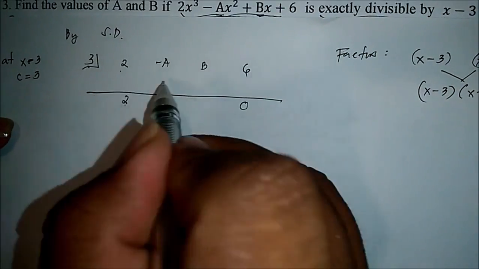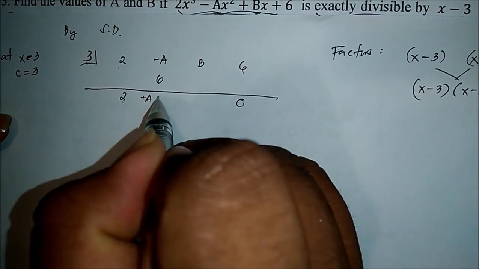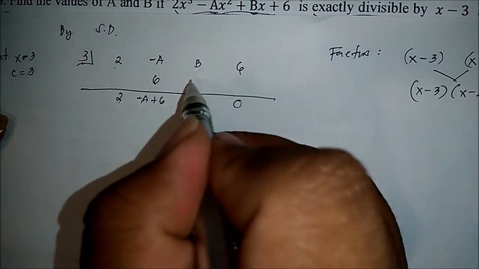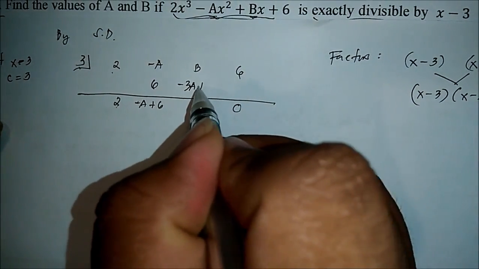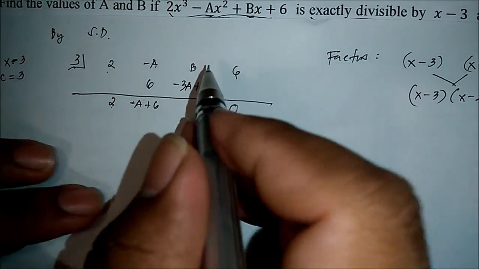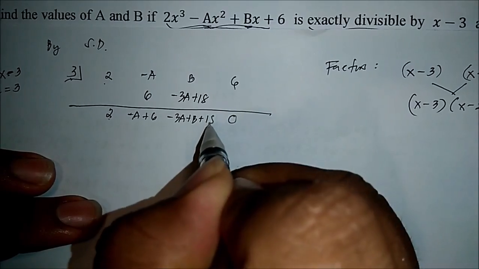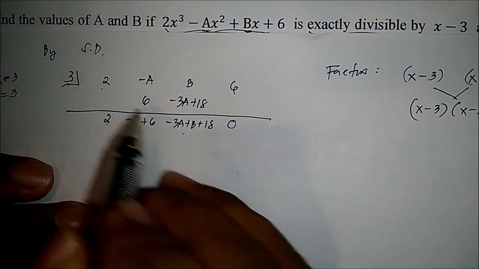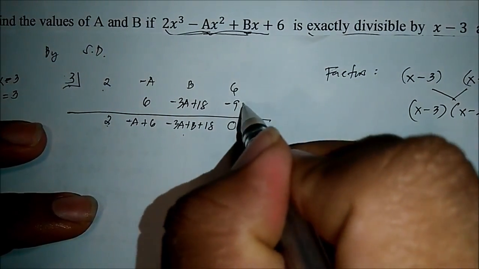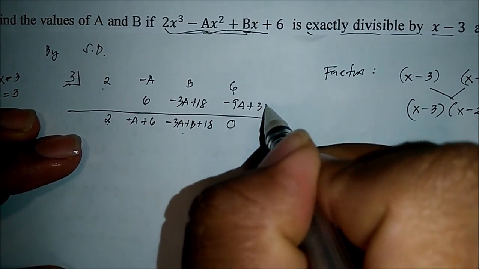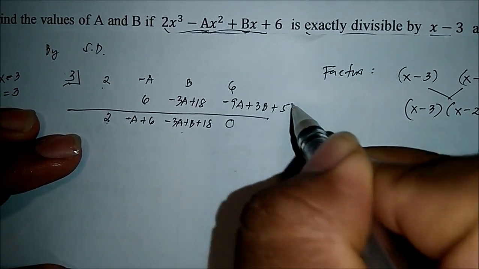So 2 times 3 is 6. Ito ay negative a plus 6. Let's multiply. Negative 3a plus 18. Let's add. This is negative 3a plus b plus 18. Tapos ito, multiply natin doon. It's negative 9a plus 3b plus 54.